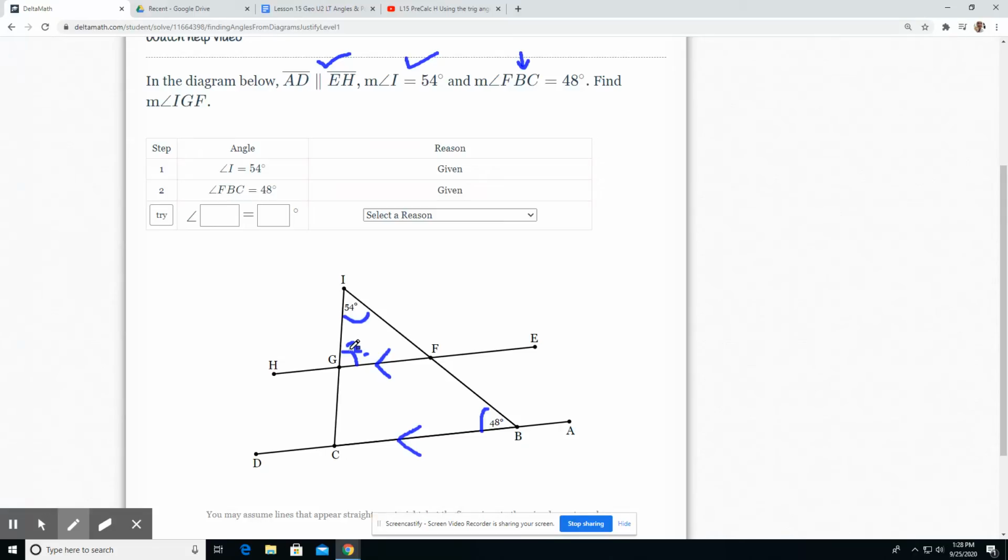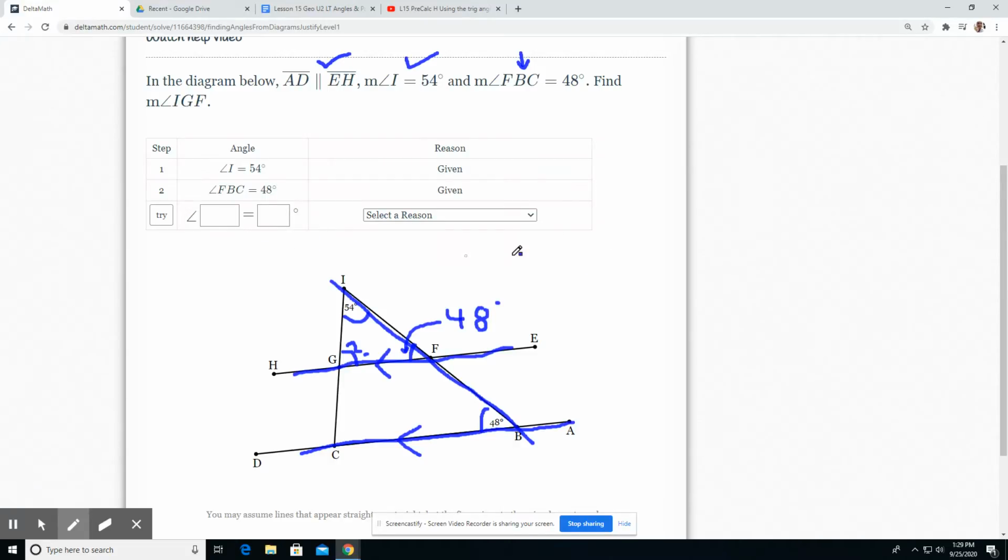Okay, let's see. Well, let's use that parallel line idea. The parallel lines is this one right here. This line right here is parallel to this line right here, and it's cut by a transversal. So that means this angle right here is 48 degrees also. That's corresponding parts. So that's 48 degrees right there on that angle. And 54 plus 48 plus this question mark on G has to equal 180. So that's how I would do it to get to there.